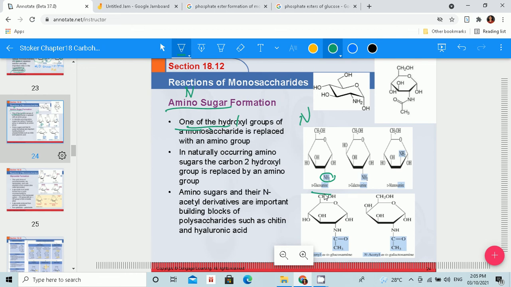Glucosamine. Wait a minute, I can see it clearly. Yes, glucosamine, because this is a glucose. And then NH2 is our amino, so we call it amine.